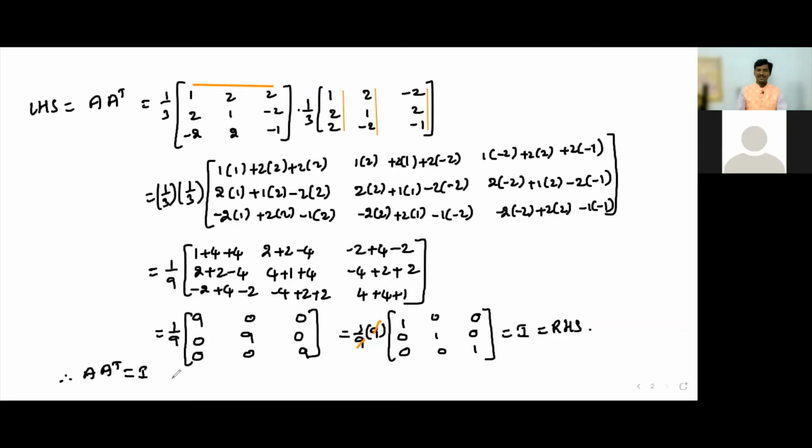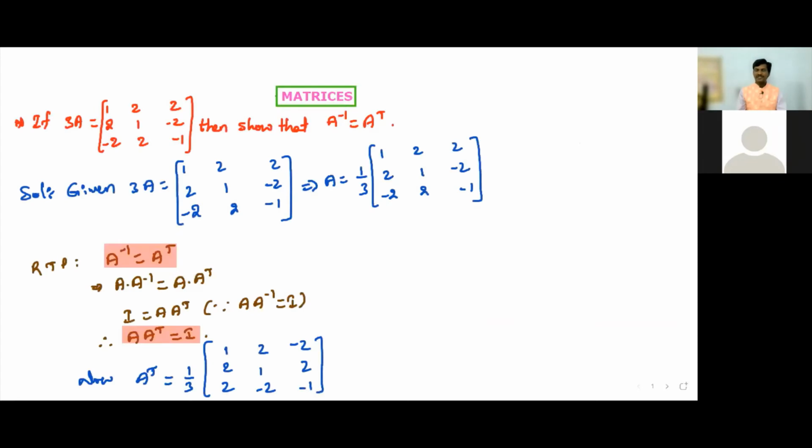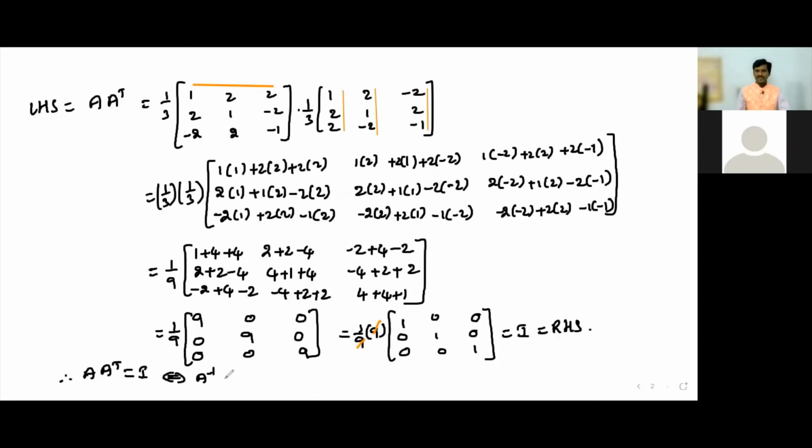So what we have to prove, what is asked, is A inverse is equals to A transpose. Both are the same. A inverse is equals to A transpose. Hence proved. Okay, so here this is the required solution.